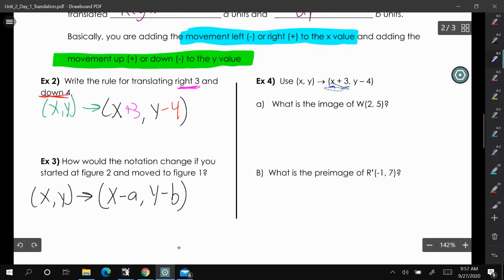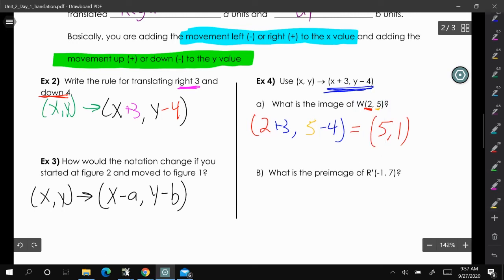Then example number 4 says, what is the image of W using this translation rule up here? So we would do 2, which is our x value, plus 3, because that's our rule, comma, y is 5, and our translation rule again is minus 4 for the y-coordinate, and that gives us 5 comma 1.